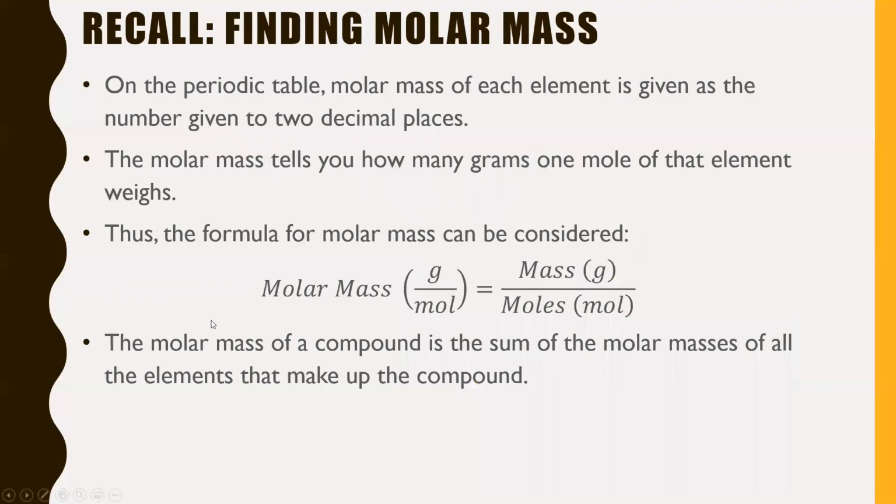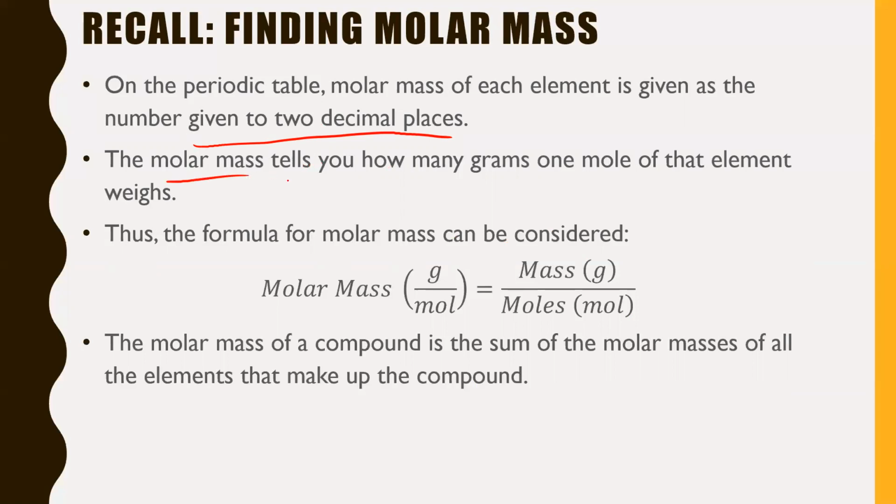Anyway, moving on. So another thing I want you to recall is finding the molar mass. Now, I want you to remember that on the periodic table, the molar mass of each element is given as the number given to 2 decimal places. I'm pretty sure on your periodic table, it's kind of lodged up in the top right-hand corner for every element. I could be mistaken, but again, you're looking for the number that's written to 2 decimal places.